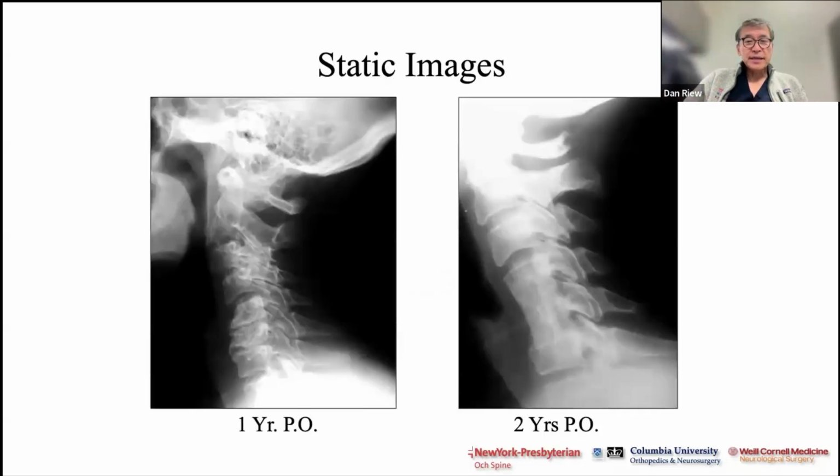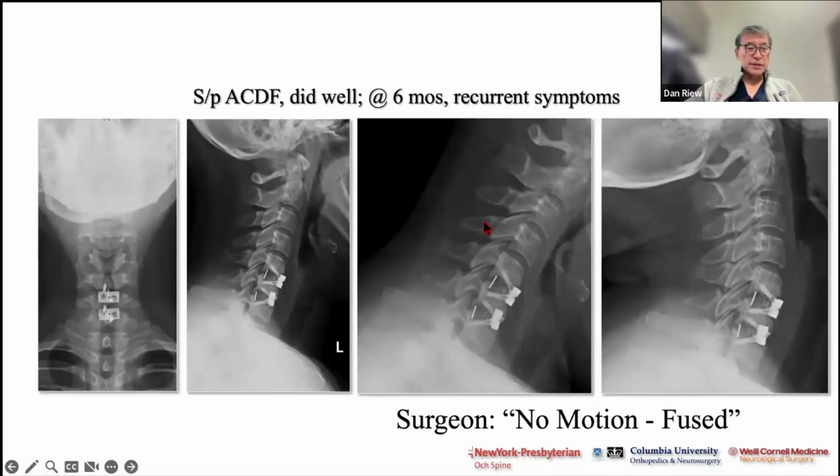But when you look at static images, you look at this and you say, okay, at 1 year post-op, this patient looks like they still have clefts here. This is an obvious pseudoarthrosis. And when you look at 2 years post-op and you say, okay, that bone looks like it's very well bridging, that must be a solid fusion. So static images can give you some of that information about whether you're solidly fused or not.